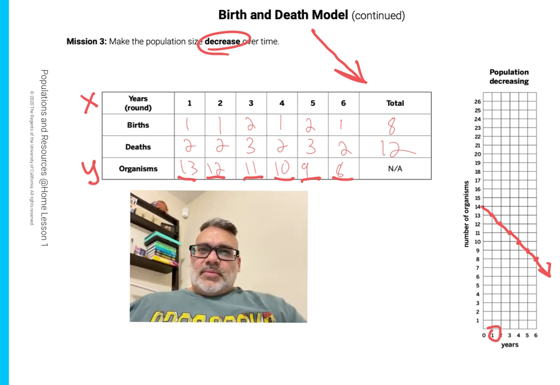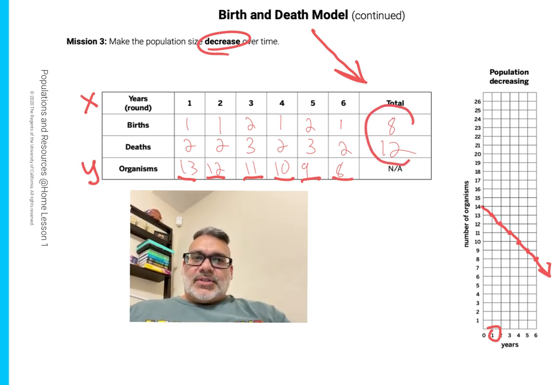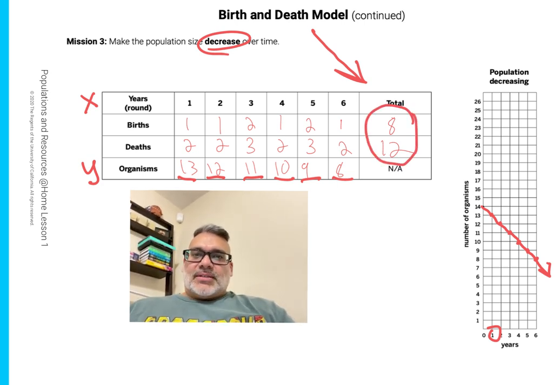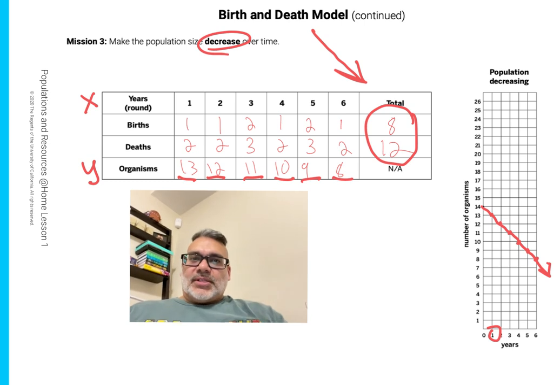So what are some patterns that you notice here? What do you notice with these numbers here? Births and deaths there. And what did you notice with the increase one? And what did you notice with the staying the same? The births versus the deaths.